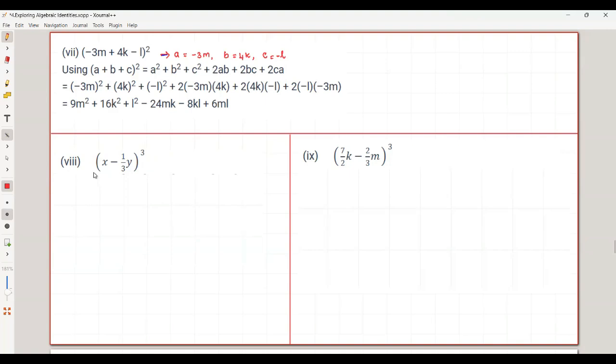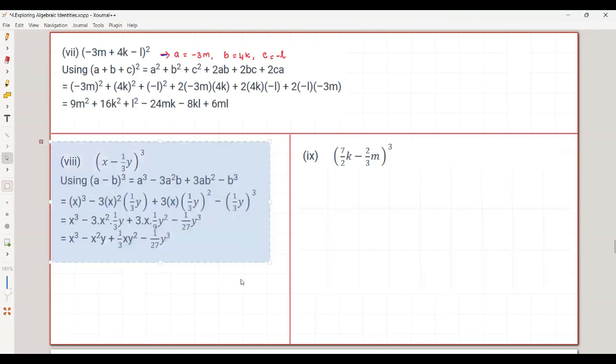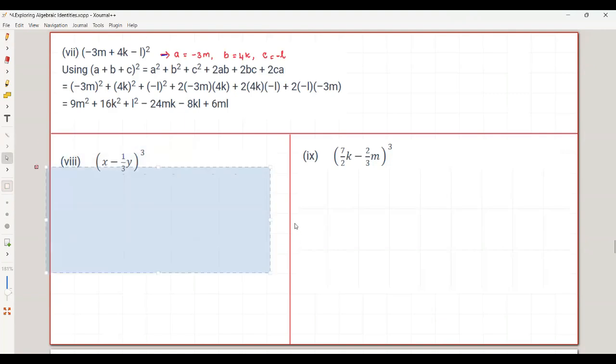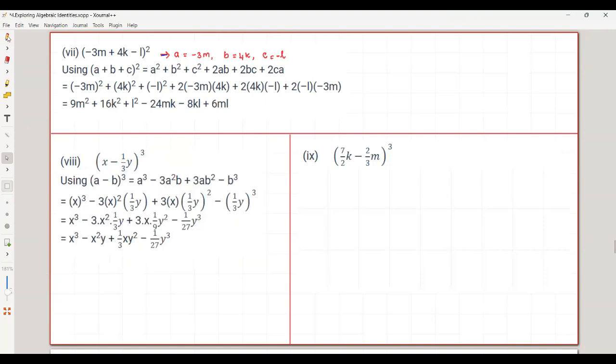Next, the eighth one: x minus 1 by 3 y the whole cube. This is a cubic identity, in the form of a minus b the whole cube. The main thing is you must know the formula; if you know the formula, you can easily write it. a minus b the whole cube is equal to a cube minus 3a square b plus 3ab square minus b cube.